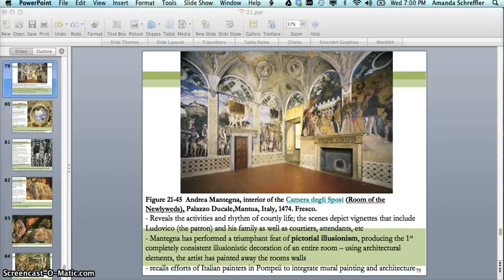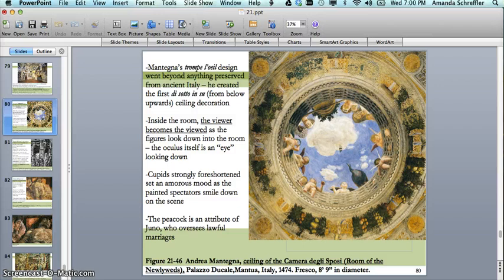Okay, and of course the Camera degli Sposi, or the Room of the Newlyweds, painted by Andrea Mantegna. And we looked at this in class briefly, and I talked about how the entire thing is covered with fresco, and this is all an illusion here. All of these arches that are painted here, it's completely an illusion, which is pretty cool. And you can also see that again here with the trompe l'oeil and the di sotto in su.